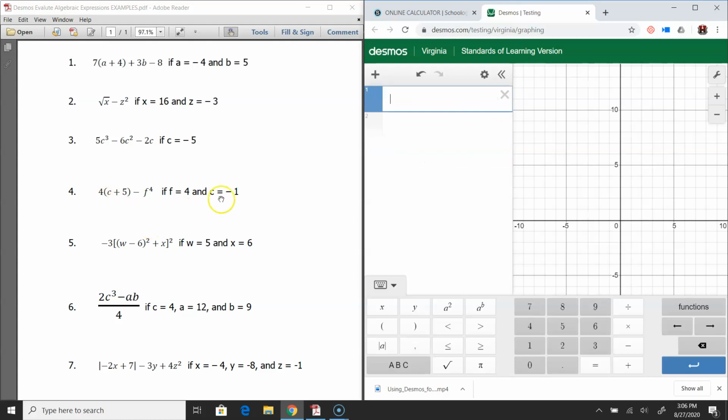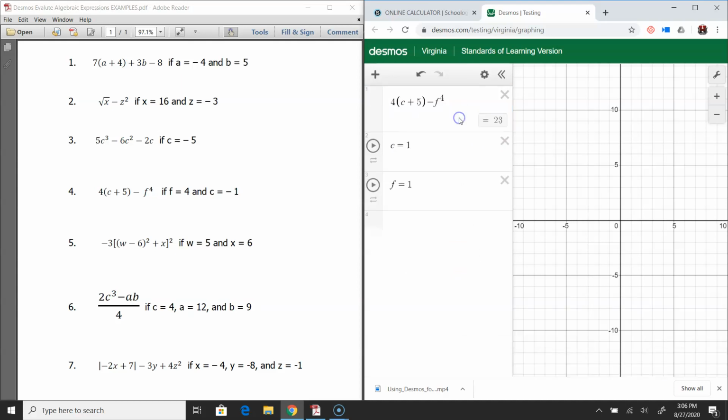All right, so on this next one, number 4, we want 4 parentheses, and then we want C plus 5. Now we need to close our parentheses and then do minus F, and we want to do a to the b power to raise that to the 4th power. Now again, always check what you have typed here to make sure it looks like what's on your paper, and it does. So now let's add our sliders for all these variables.